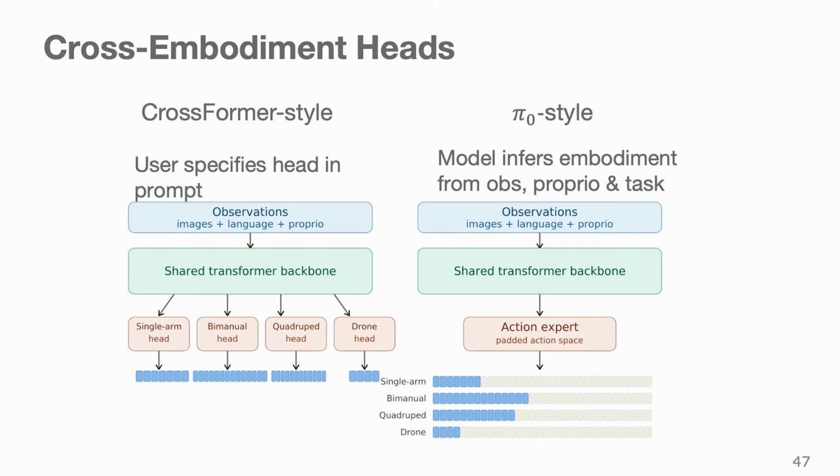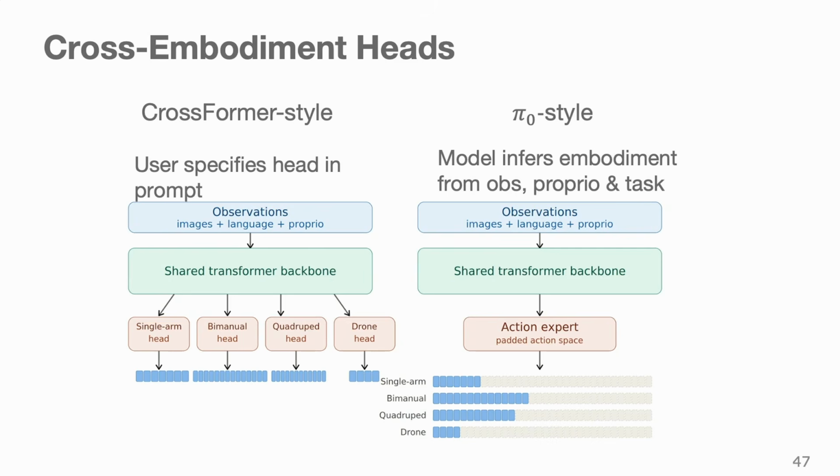In the Pi0 style single action expert approach, there is typically no explicit head selection. So the model has to infer the embodiment implicitly from the observations itself. This is the camera views, right? Different types of camera views give some information on which embodiment this might be. Also, the proprioception is an input to the action head, so this will also give a very strong hint on which embodiment it should produce actions for.